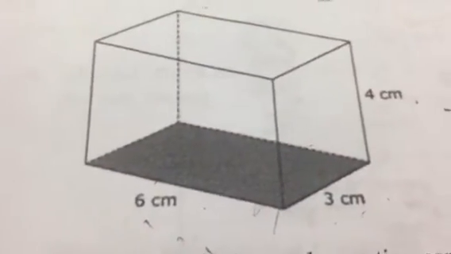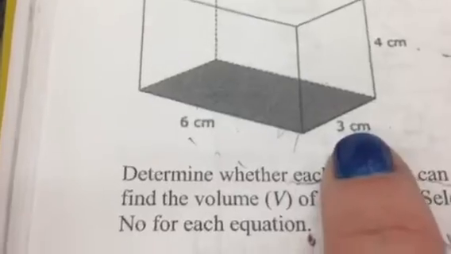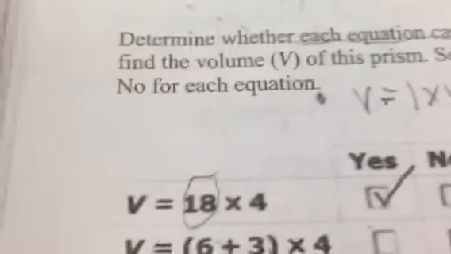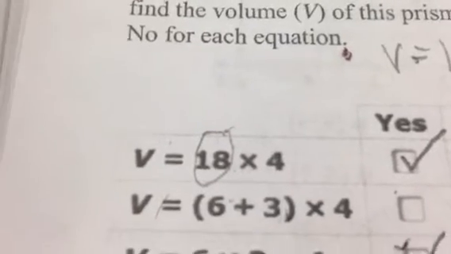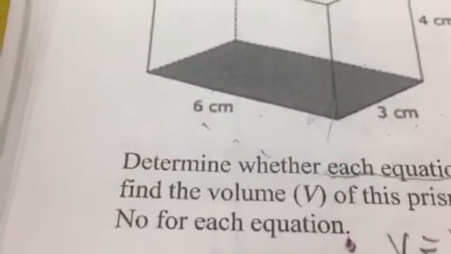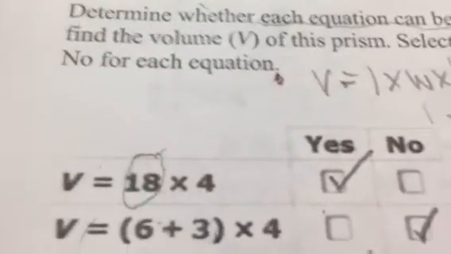And I knew that the 4 was my height, but I was trying to figure out, well, where did they get the 18? And what I realized is that 18 is actually my big B. It's my base, because 6 times 3 does equal 18. So your first one is yes, it's correct. When looking at the next one, it says 6 plus 3 times 4. Now I do see a 6 and a 3, but I know when I'm doing volume that I'm multiplying and I'm not adding them together, so that one is a no.